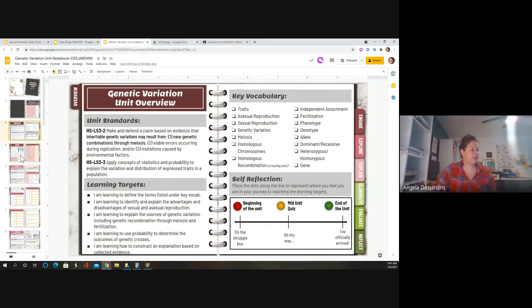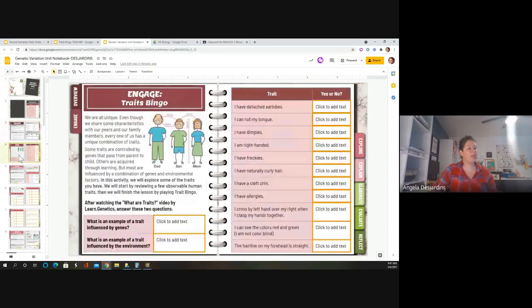So without further ado, I'll let you guys kind of peruse on that one. We're going to go ahead and play a little bit of traits bingo. Before we do that, though, we're going to watch a quick short video. I'm going to see if this will play on my end so I can just project it for you guys. It is also linked in Google Classroom, okay? So 1 second while I unshare my screen, and I have to reshare it as a tab so that you guys can hear it.